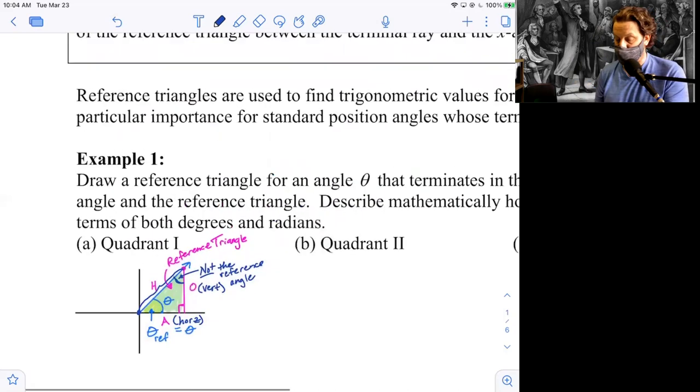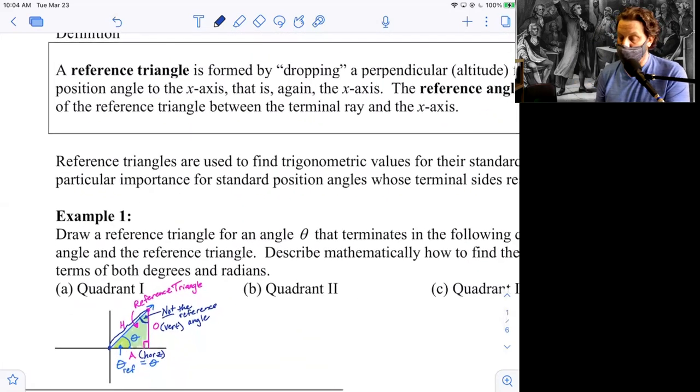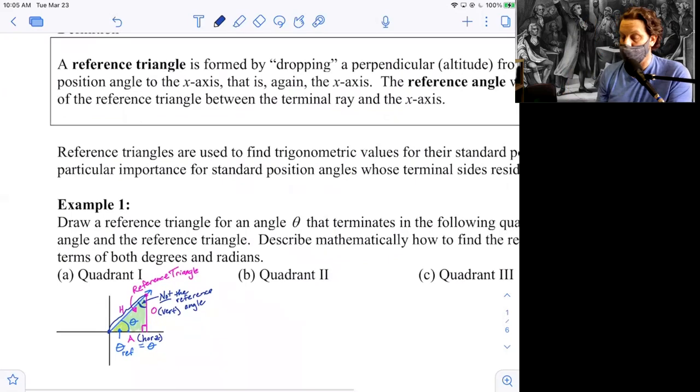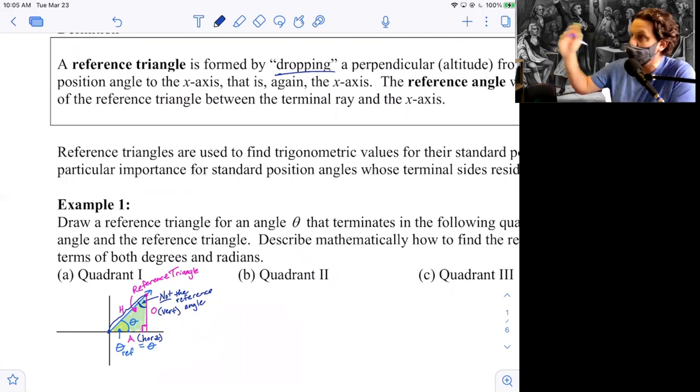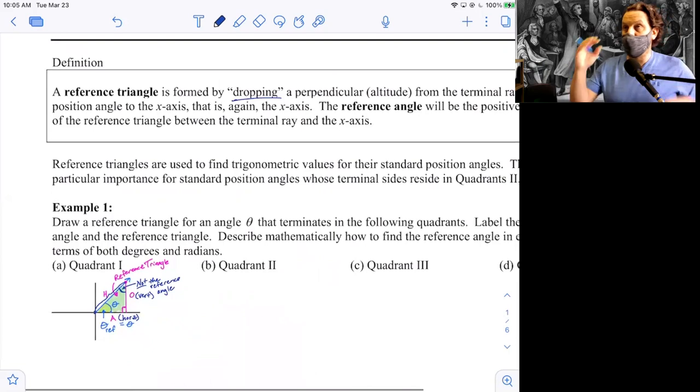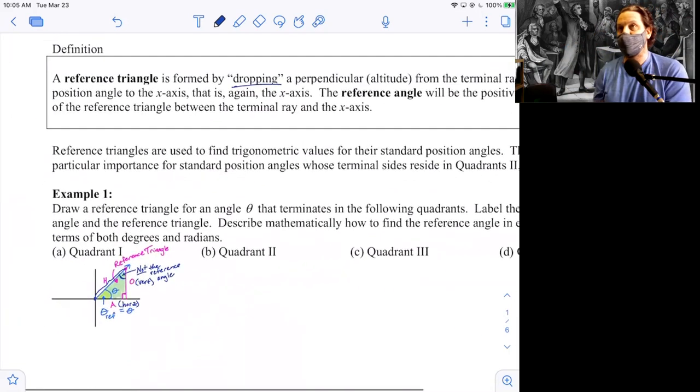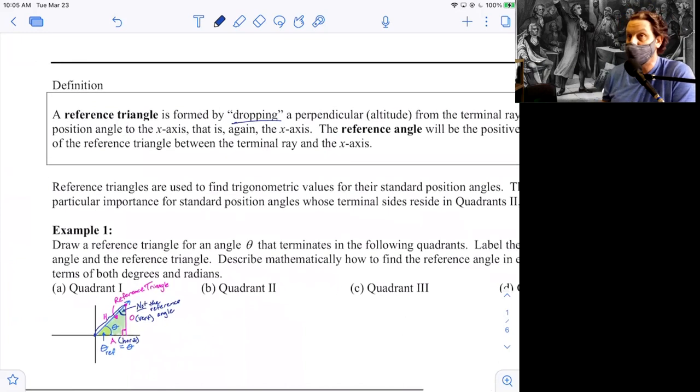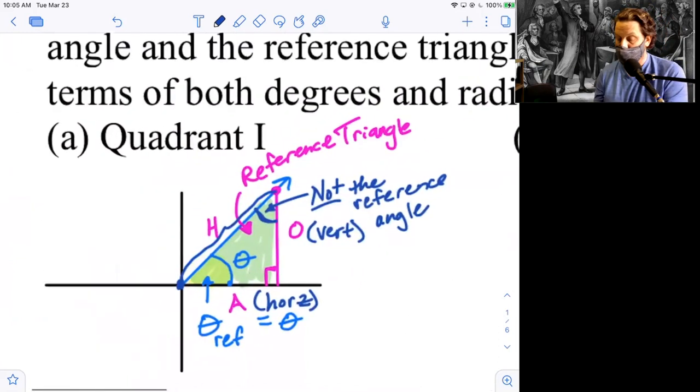Let's go ahead and define it specifically then. A reference triangle is formed by dropping, quote unquote, a perpendicular. Dropping a perp, like on a crime show, dropping a perp is when you chase after a bad guy and you tackle him, right? Dropping a perp. That's what we do. It's really called an altitude. From the terminal ray of the standard position angle to the x-axis. Okay, again, we draw it to the x-axis. So we don't draw a horizontal line to the y-axis.